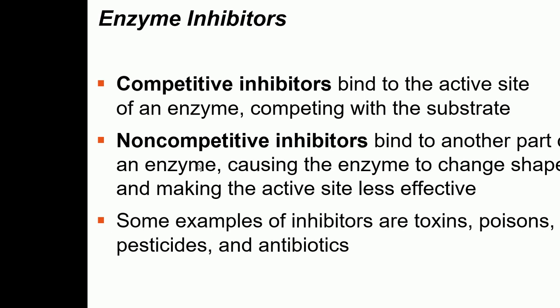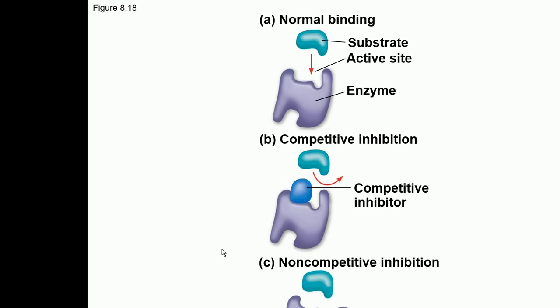Now the enzyme inhibitors are of two kinds. They're competitive inhibitors and non-competitive inhibitors. The competitive inhibitors are those which go and bind on the active site. Here you can see a normal binding. This is the enzyme, and this is the shape of the active site. The substrate goes and binds here, and then the product will be formed.